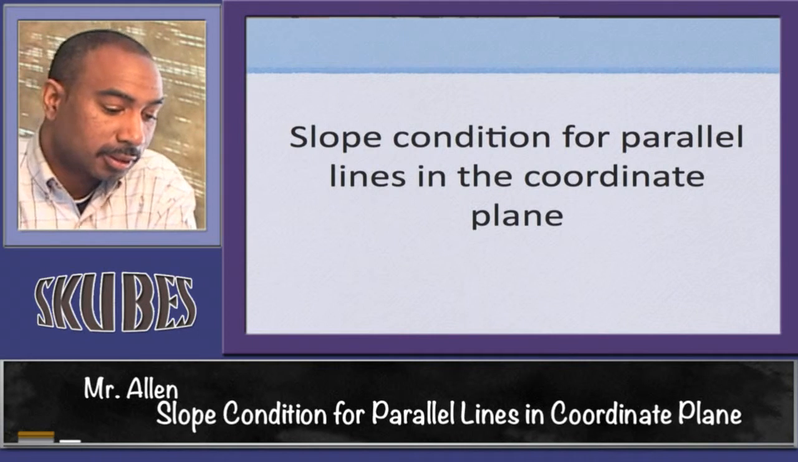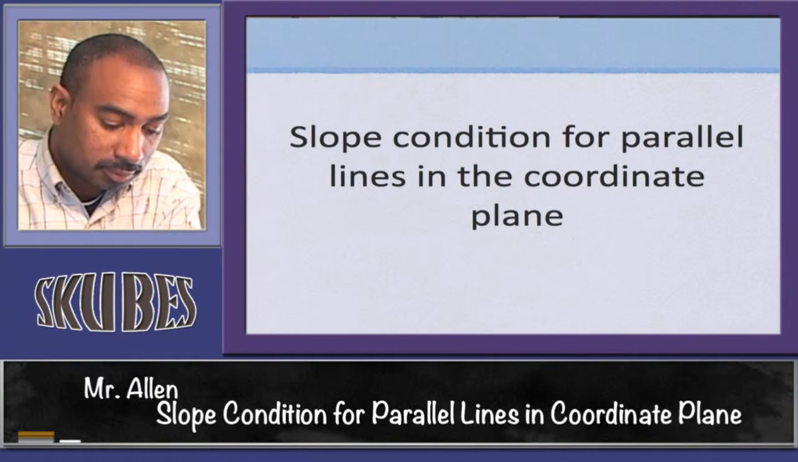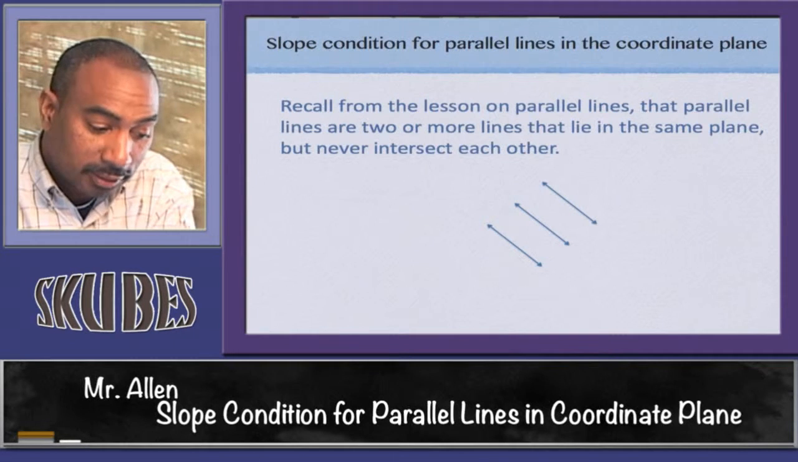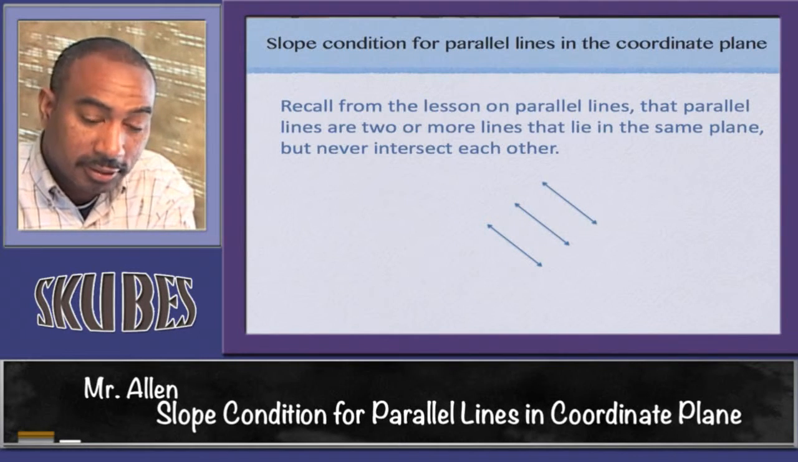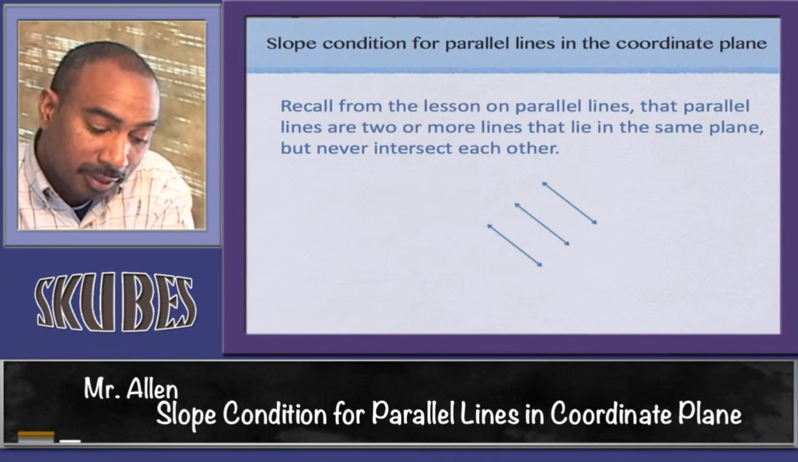Our today's lesson is the slope condition for parallel lines in coordinate planes. Recall from the lesson on parallel lines that parallel lines are two or more lines that lie in the same plane but never intersect. For example, we have these in the same plane but they never have an intersection.